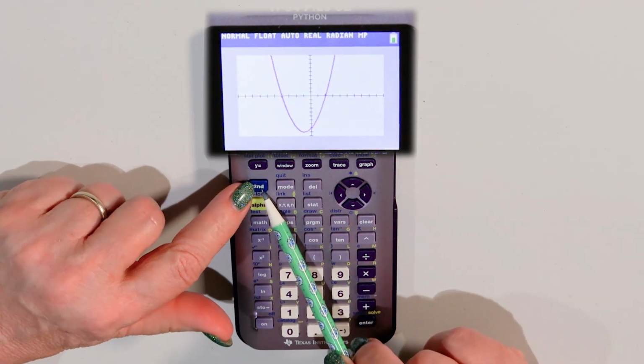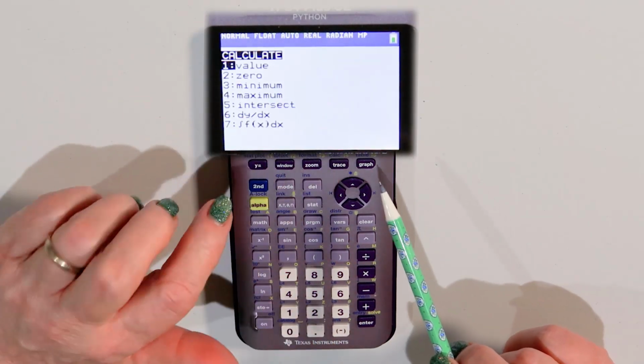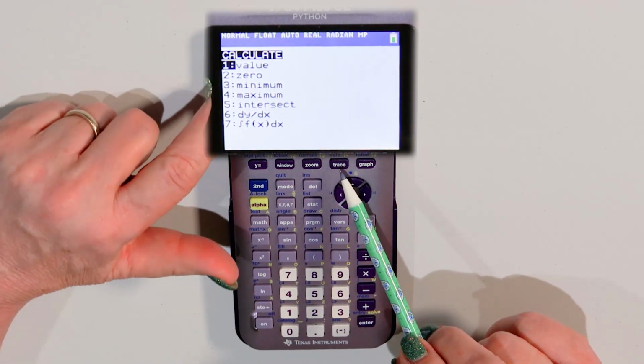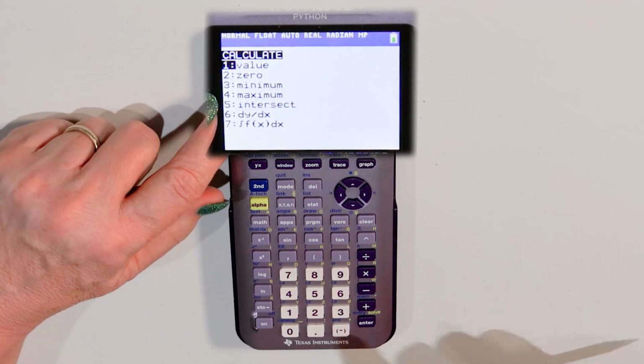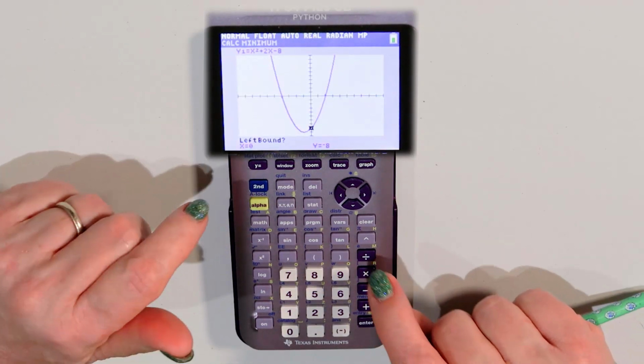That means you have to hit the blue second key first, and then you go to the calc key. Some of your teachers will say second trace. I prefer second calc because it is the calculation that we're going to find. I want to go to number 3 so I can actually press 3. Now I could also have scrolled down to it.